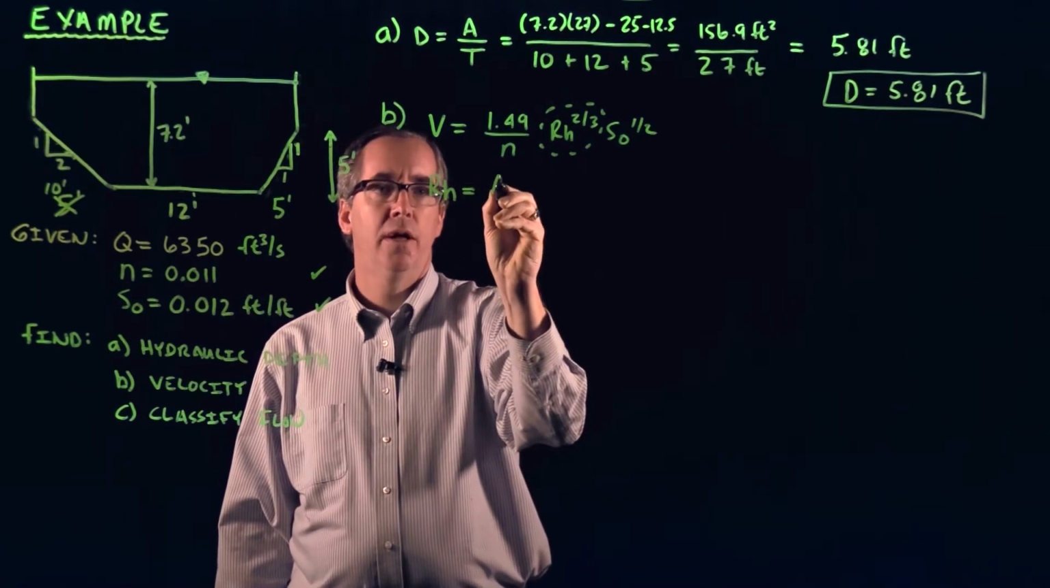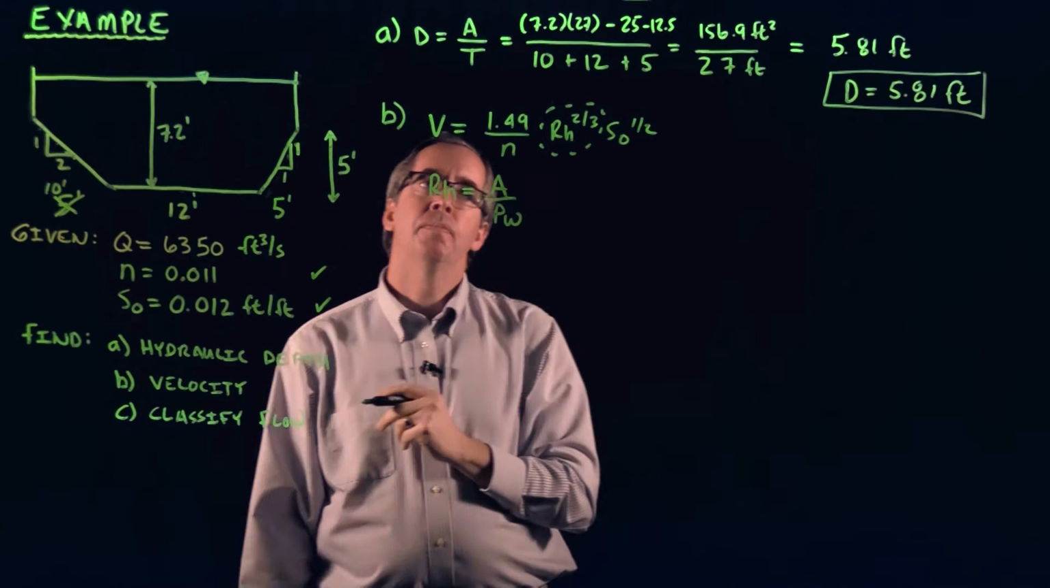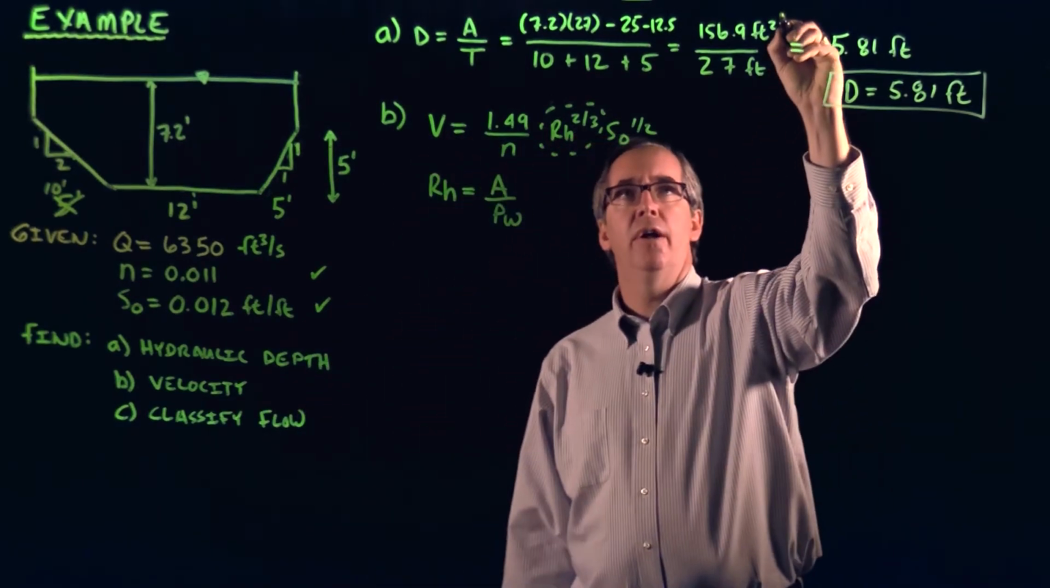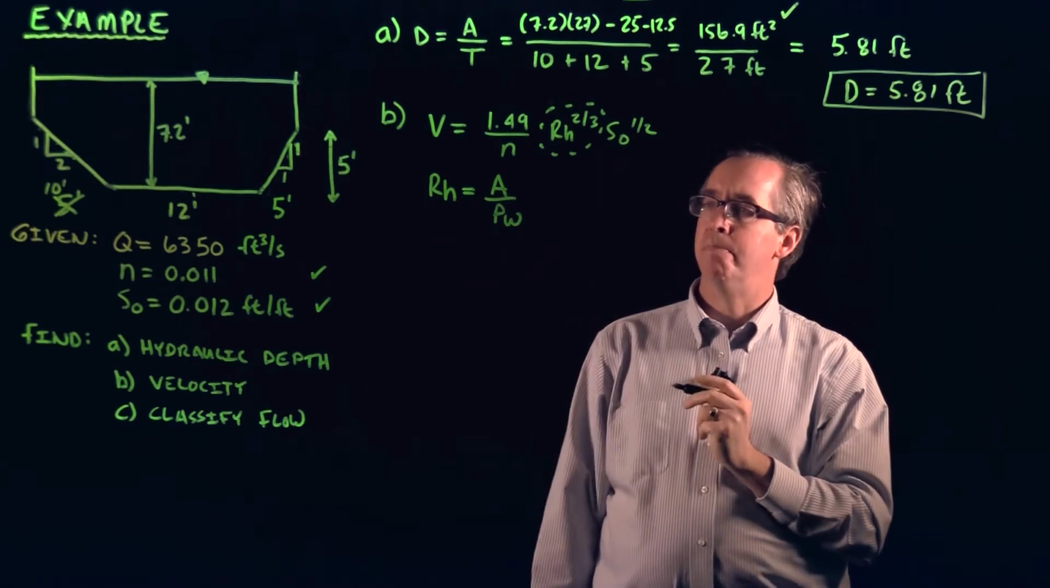Okay. The hydraulic radius is the area over the wetted perimeter. Now we calculated the area already up here. So we're going to need this wetted perimeter, okay?